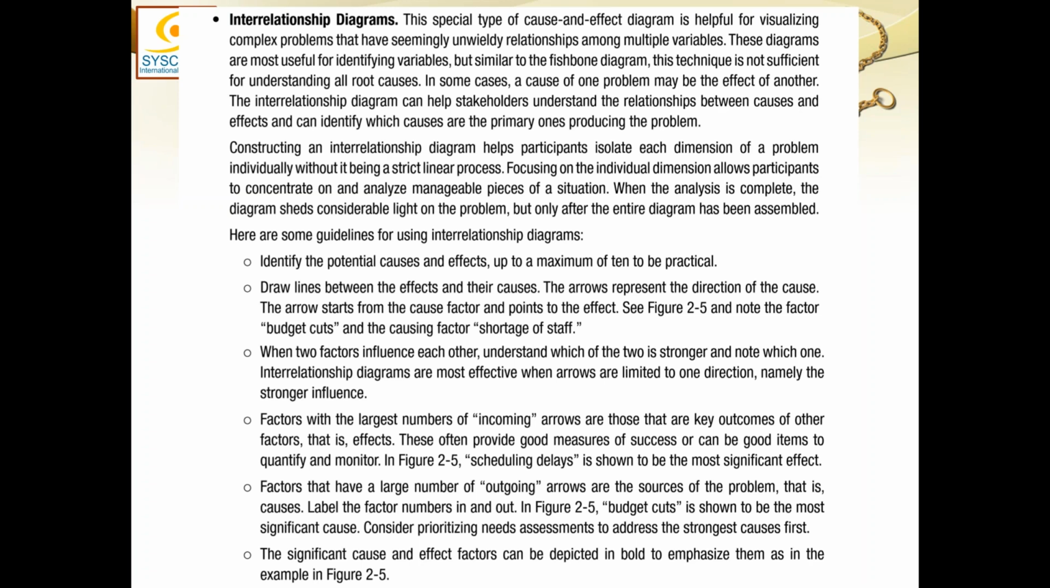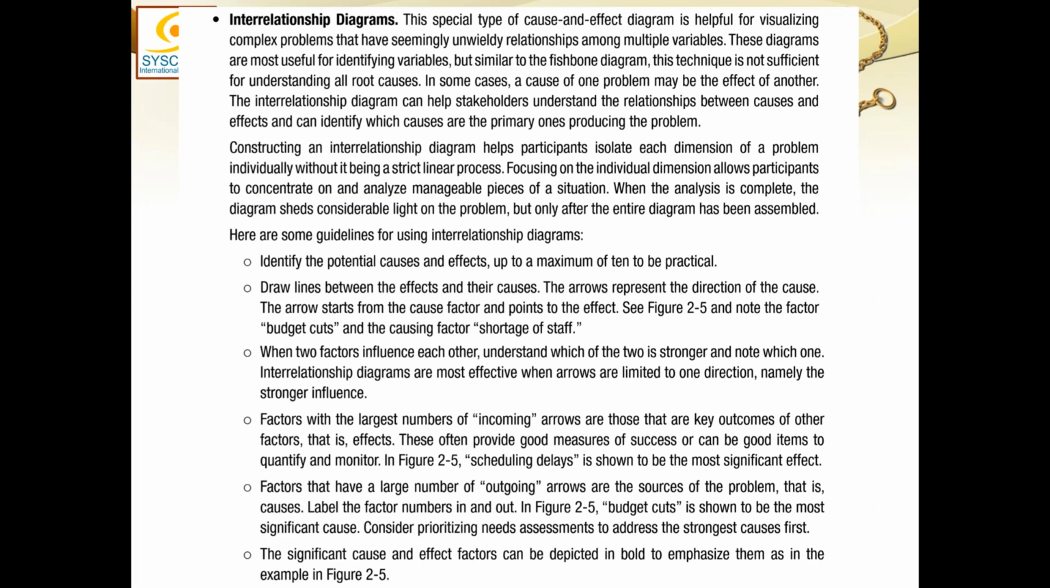First of all, identify the potential causes and effects, up to a maximum of 10 to be practical. So for this problem, what all could be the different causes? You list down: this could be causing it, this could be causing it, this could be causing it. So what are the causes and what are the effects? Up to 10 causes must be identified.